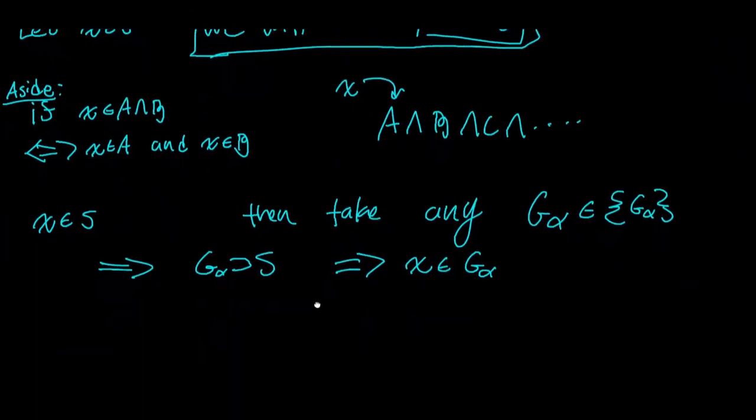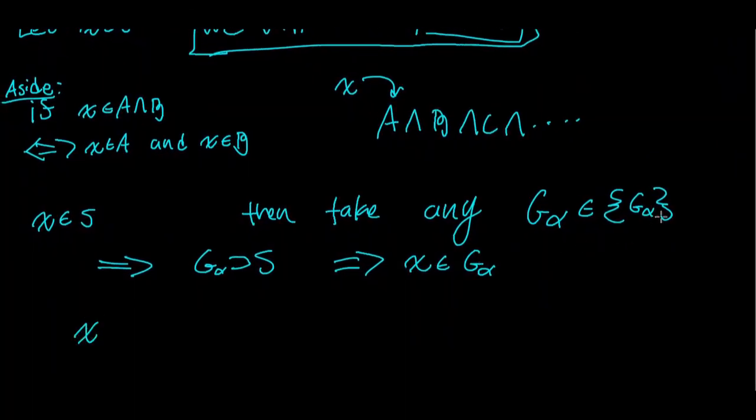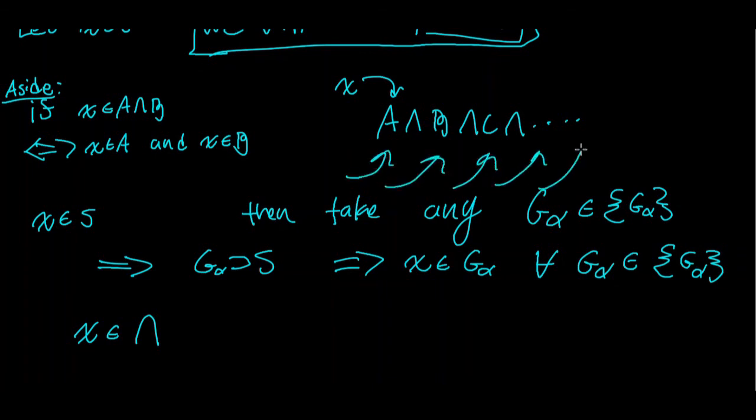So therefore, since X is in every G alpha in this collection of closed subsets that contain S, that means that X is in the intersection. Remember, I've just shown by this statement alone that if X is in G alpha for all G alpha in the collection of closed subsets that contain S, then X is in each set in the intersection. So it is in the intersection of all of these G alpha, which is the same as saying that X is in the closure of S. And we've just proven part 1 here.